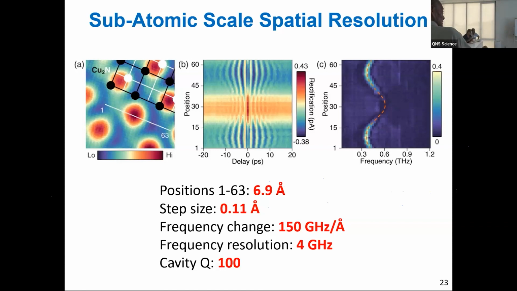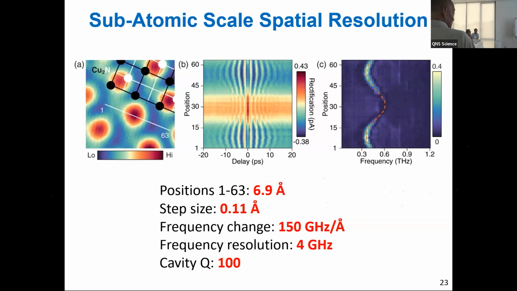Here we take 63 delay scans at the 63 points. And this distance here is 619 angstroms. So from point to point, the spacing is 0.11 angstrom. So over this range here, the frequency change is 150 gigahertz per angstrom.